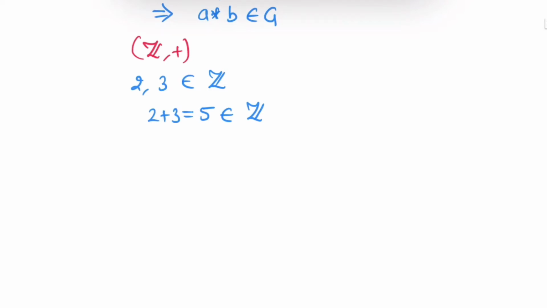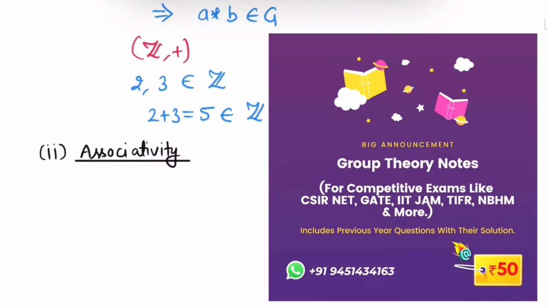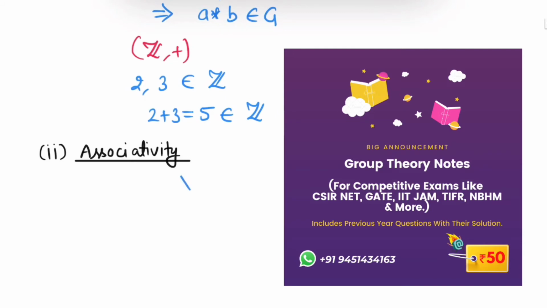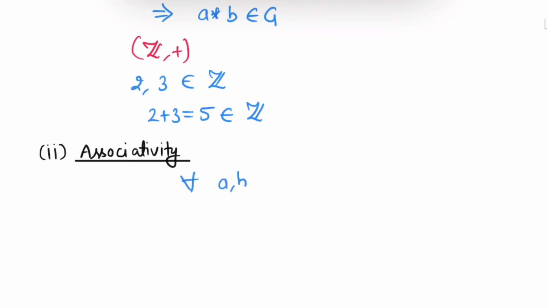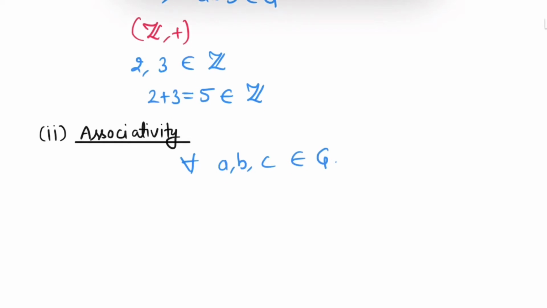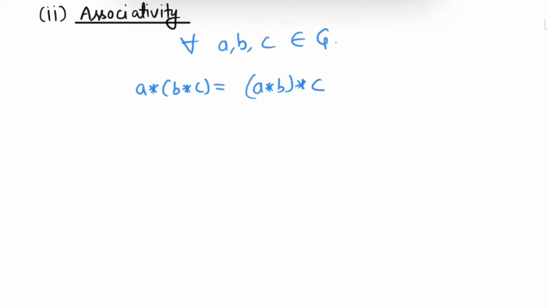The second property is associativity. For any elements A, B and C belonging to set G, if (A star B) star C equals A star (B star C), this condition is known as the associative property. To understand this, again see the example of the set of integers. Take any three elements of Z.